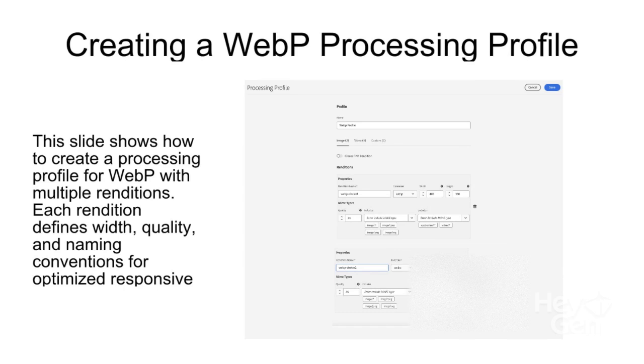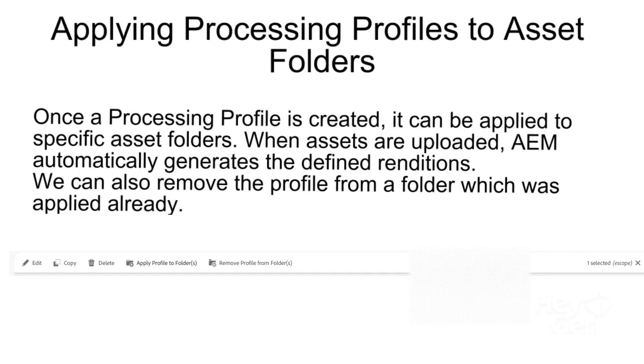WebP is a modern, efficient image format that offers smaller file sizes without compromising quality. In this example, several renditions are defined with different widths, ensuring responsive image delivery. Once a processing profile is created, it can be applied to one or more asset folders in AEM. When assets are uploaded into these folders, AEM automatically processes them according to the defined rules, generating all required renditions.